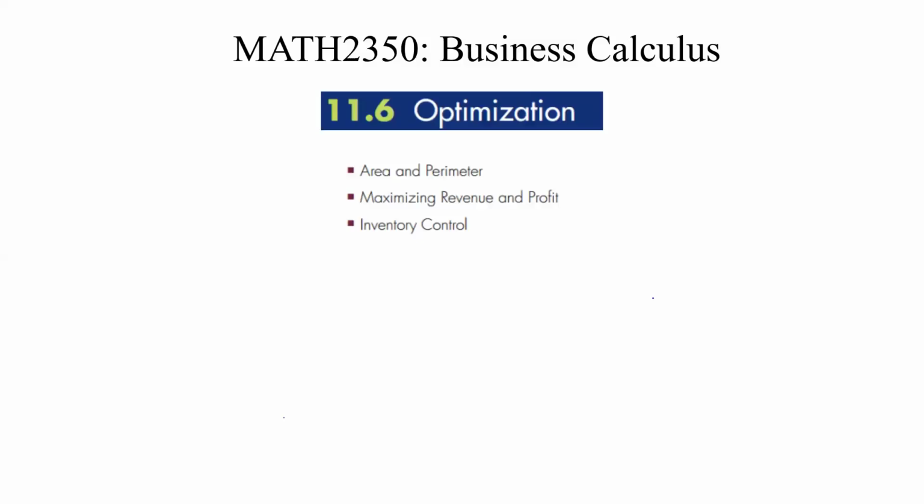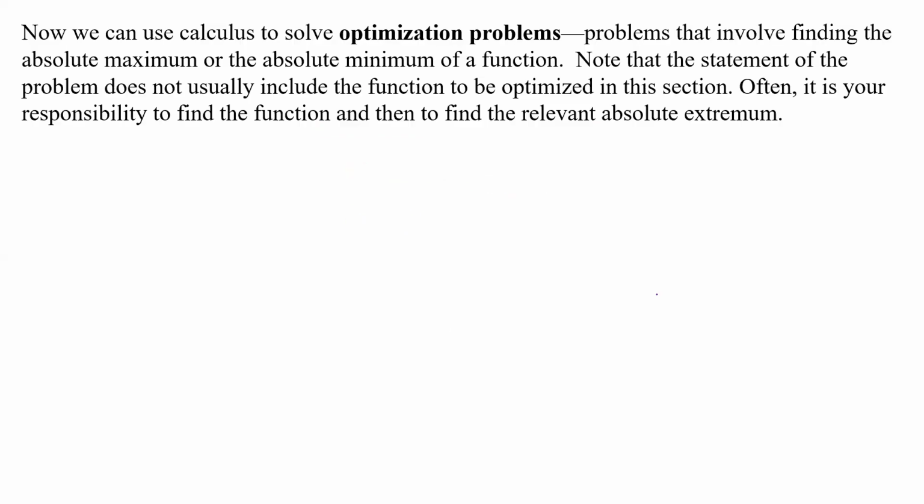All right, so welcome to 11.6 on optimization. Here we're going to look at areas and perimeters, maximizing revenue and profit, as well as inventory control. What we can do is use calculus to solve optimization problems, which involve finding the absolute maximum or the absolute minimum of a function.